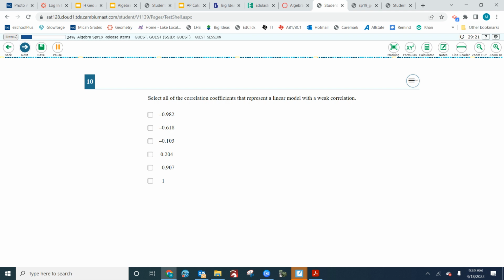Okay. Guys, remember, what's the strongest correlation? Do you guys agree? Remember, we have 3 types of correlation. What are they? Positive, negative, and neutral, no correlation. Okay. What's the strongest correlation?